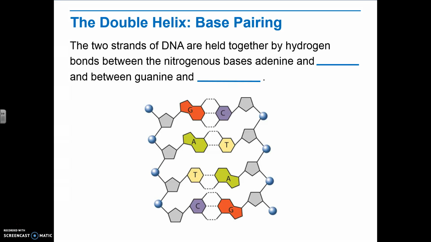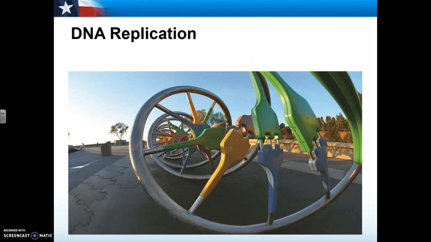So in this case, we know that the 2 strands of DNA are held together by hydrogen bonds between the nitrogenous bases adenine and thymine, and between guanine and cytosine. So next we're going to talk about how DNA replicates.